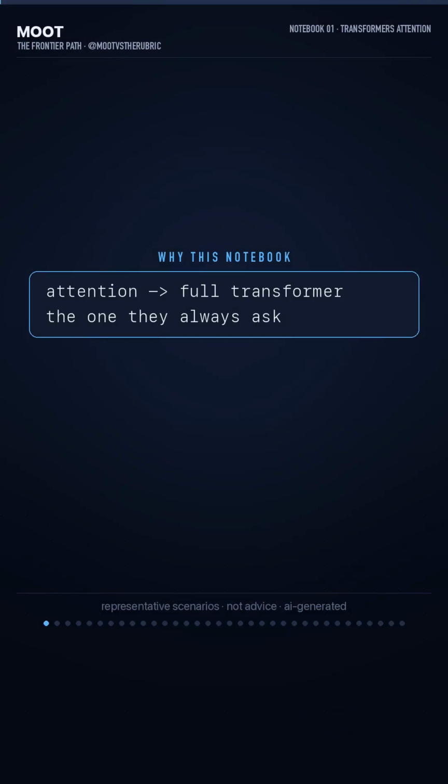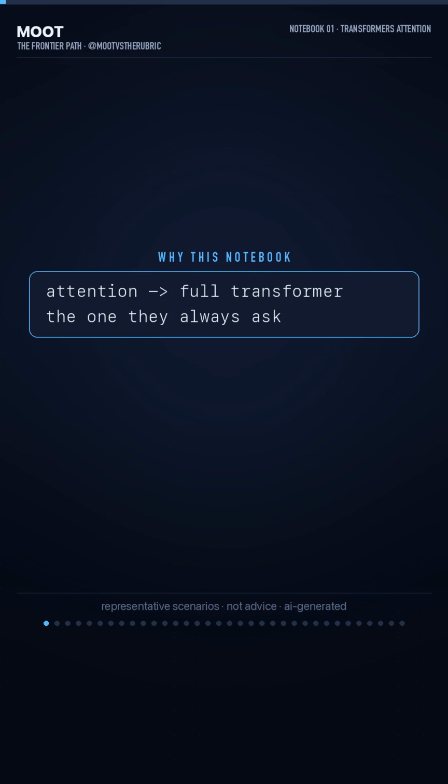This is the notebook that builds the transformer from a single attention operation all the way up to a full model that trains on next token prediction, and then loads real GPT-2 to inspect what it learned. Here is why it matters.